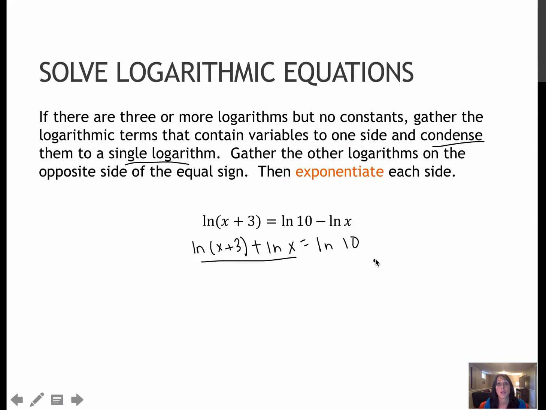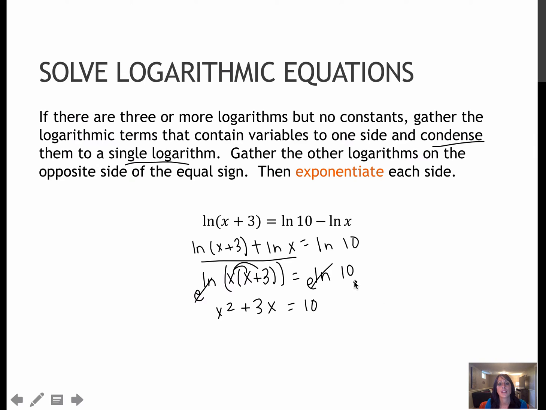So we're going to use those properties of logarithms we talked about before. Because it's plus, that means this is a product. So I have natural log of x times x plus 3 equals natural log of 10. And then I will just take e, so I'm going to exponentiate again. And when I exponentiate, remember the base of a natural log is e, and so that's essentially going to get rid of this. So now I have x squared plus 3x equals 10.